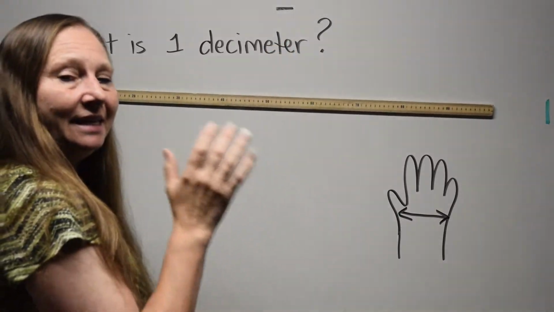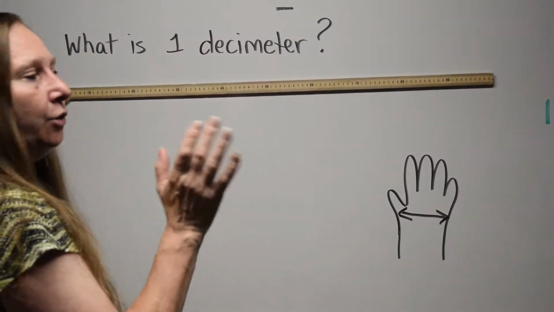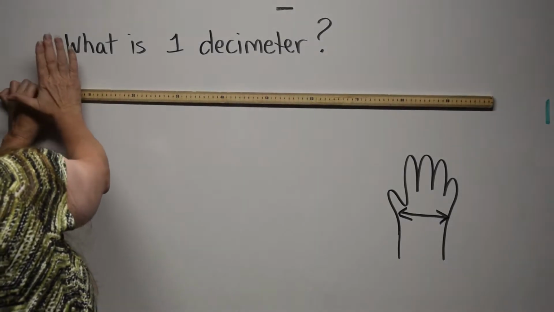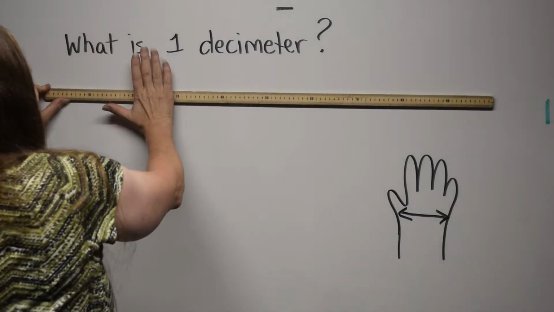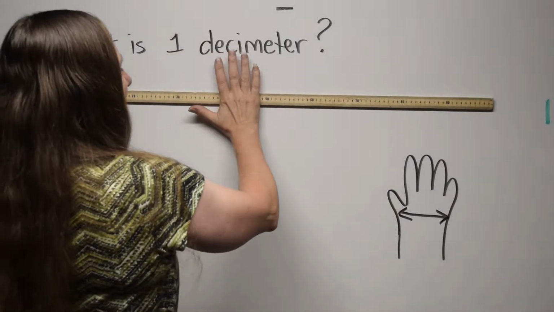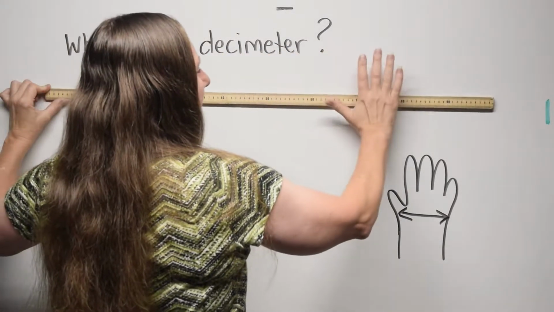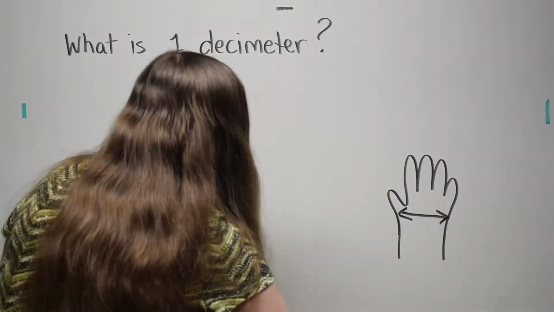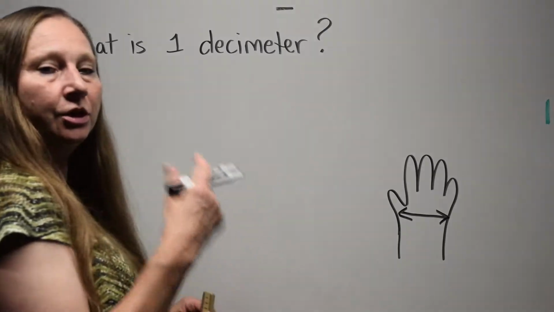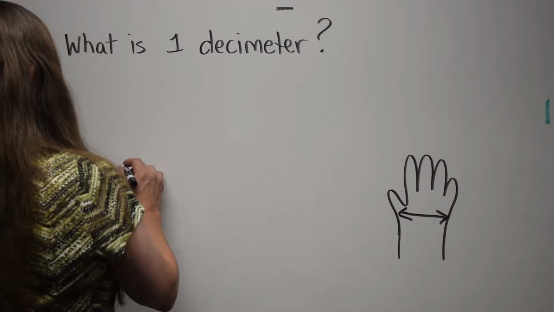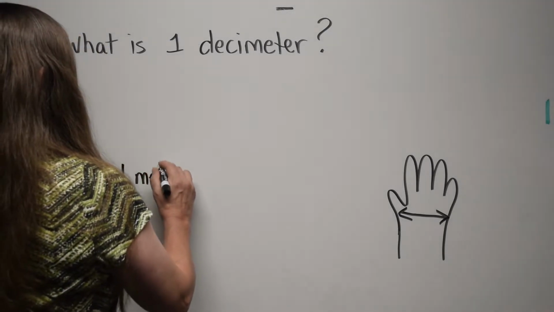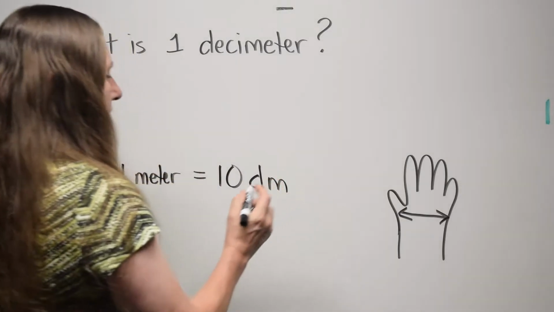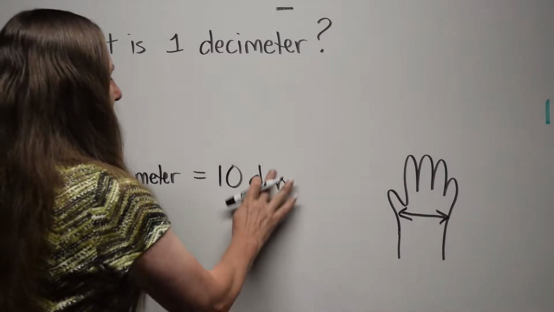So how many decimeters are there in 1 meter? Let's see. This is a meter. This is a decimeter. So there's 1, 2, 3, 4, 5, 6, 7, 8, 9, 10. There are exactly 10 decimeters in 1 meter. So yes, 1 meter equals 10 decimeters.